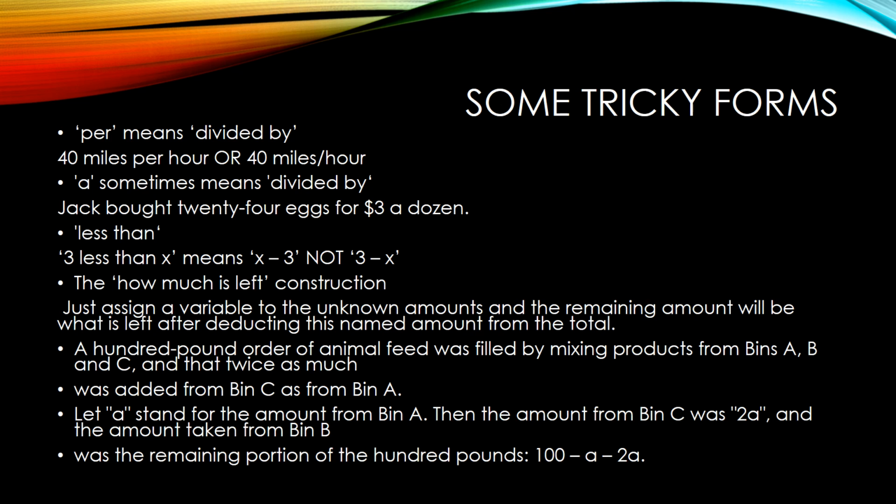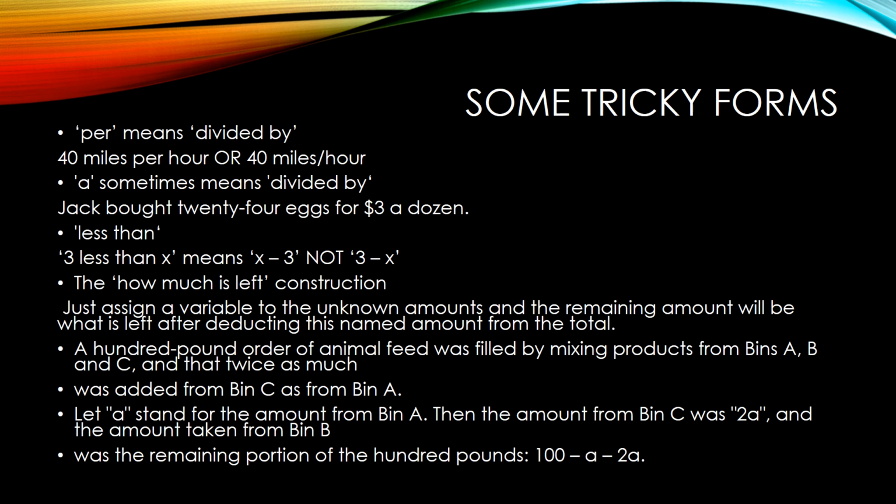Some tricky forms. Per means divided by. For example, Jack drove at a speed of 40 miles per hour, or 40 miles per hour. So you write the symbol per. A sometimes means divided by. Jack bought 24 eggs for $3 a dozen.